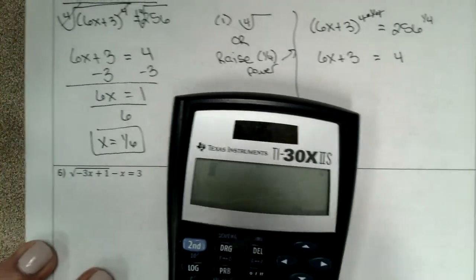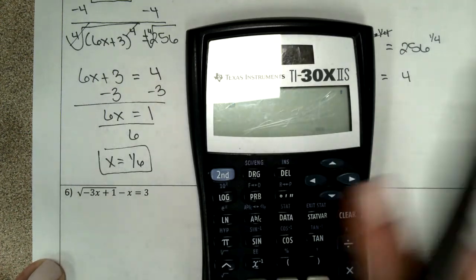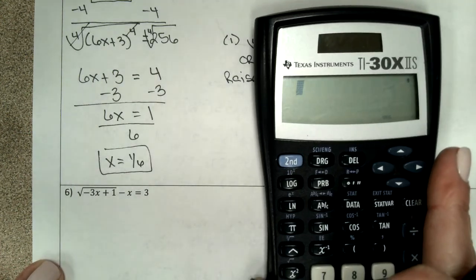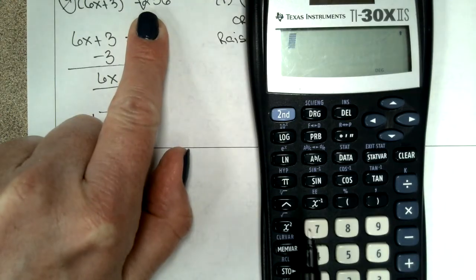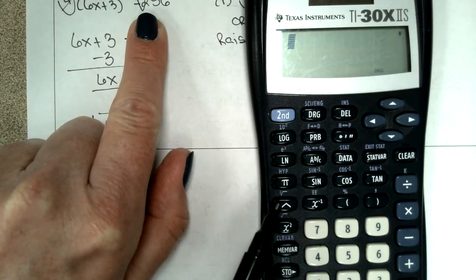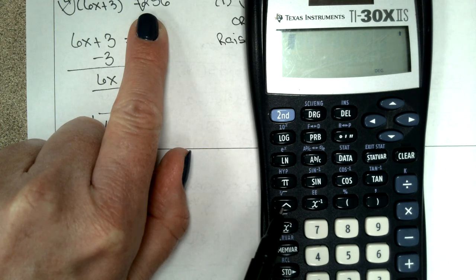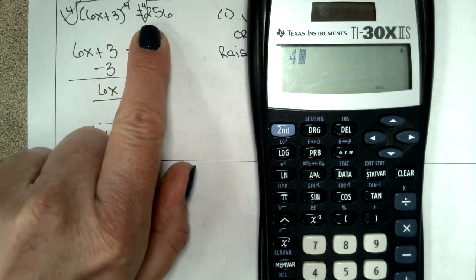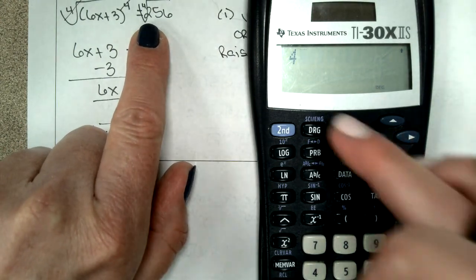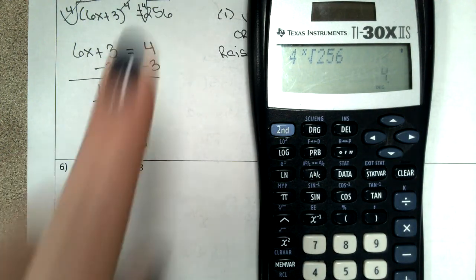If you go back to this step, if you want to take the 4th root, let's see if I can get out of the shadows. Okay, so to take the 4th root of something, you're going to have to hit the second button, and it's right above this caret key right here. So you put in 4, you tell the calculator what root you want, and then you hit the second and that caret key in 256 and hit enter.